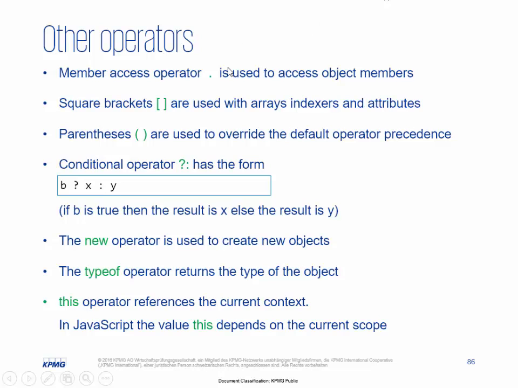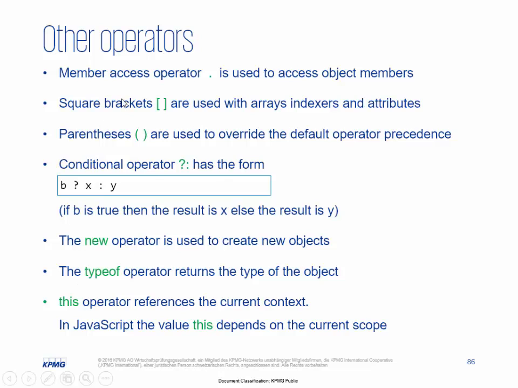Member access operator, we'll talk about this when we talk about objects in JavaScript. Square brackets are for arrays. We'll talk about this when we talk about arrays. Parentheses to override default precedence. So if we have parentheses, like I said, it takes precedence first. So if you do a calculation and you want it to be first, then you use parentheses.